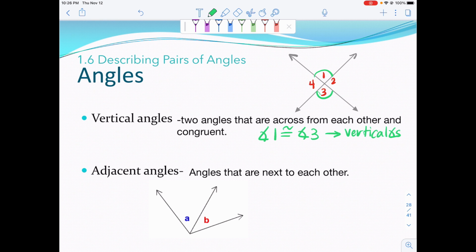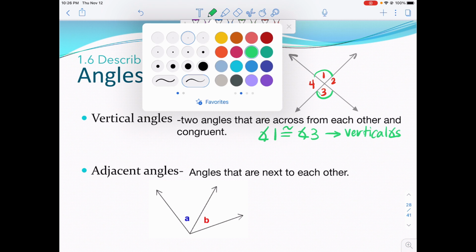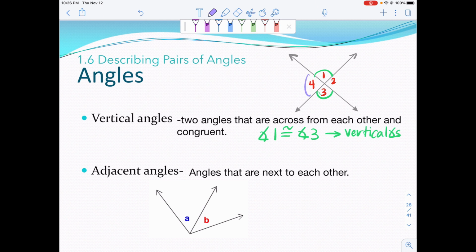Now, the other pair that we have in this diagram also include angle 4 and angle 2. Again, same concept. If we had drawn this diagram on a piece of paper and folded them on the vertex, in this case, hot dog style, we would see that these two angles are congruent to each other. So angle 4 is congruent to angle 2. And again, the reason for that is because of vertical angles.